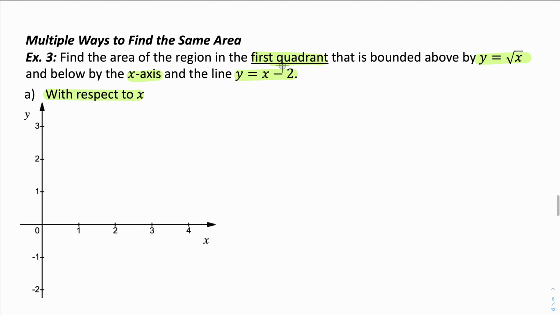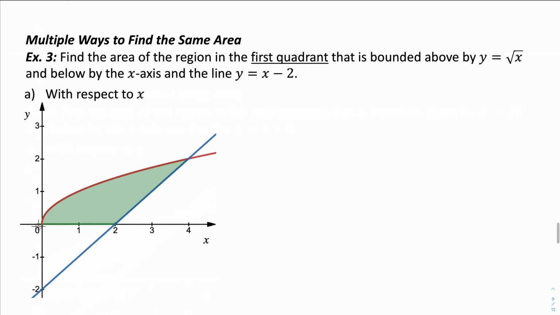So let's go ahead and graph all of this. We'll graph the square root function and graph this line. And when you do that, we get this. So here's our square root function. Here's our line. Remember, we're just looking for the area in the first quadrant here. So that's why it cuts off here, and we are not taking the area in this part here. Okay, so we're just looking for the area of this region right now.